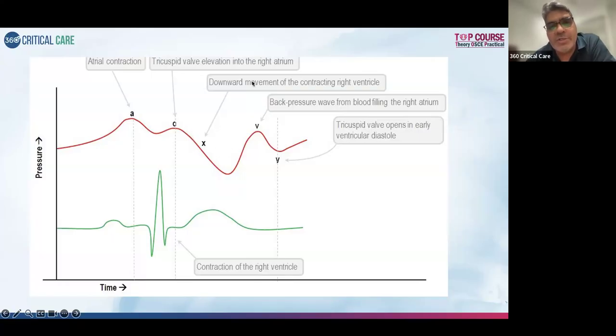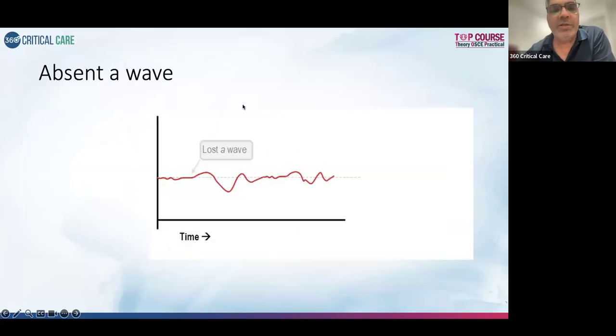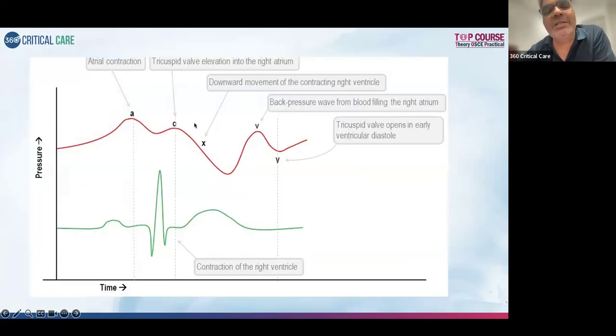There will be a drop in pressure, which is the downward movement of the contracting right ventricle that leads to decreased pressure in the right atrium, causing the X descent. Then the blood starts filling the right atrium from the vena cavas. Then you will have a positive wave, which is called the V wave. And then the tricuspid valve opens in ventricular diastole, causing the Y descent. So that's where the tricuspid valve opens, not here. So this X descent is due to the downward movement of the contracting ventricle.